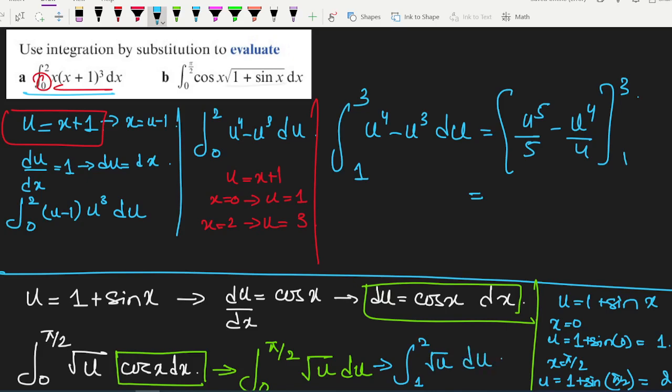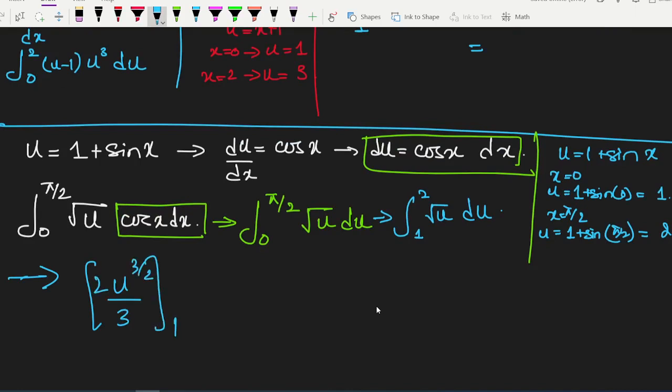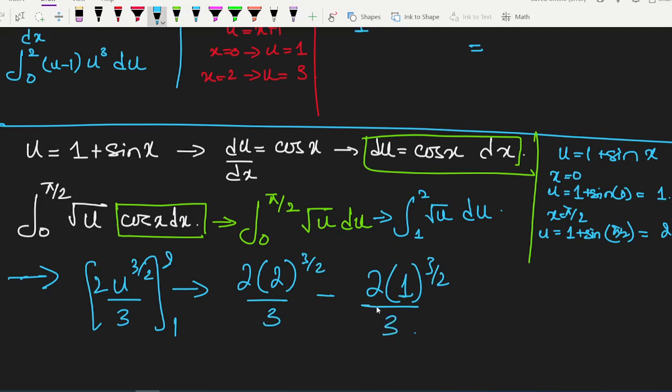Now when we integrate this, we get u raised to the power of 3 by 2 divided by 3 by 2, and limits are 1 to 2. When we put in the limits, we get 2 times 2 to the 3 by 2 divided by 3, minus 2 times 1 to the 3 by 2 divided by 3. You can simplify this further and get the final answer.